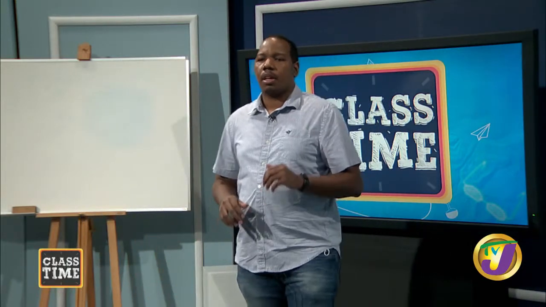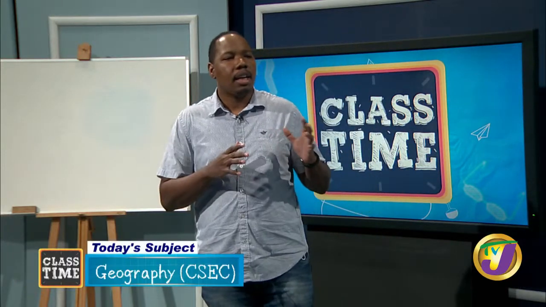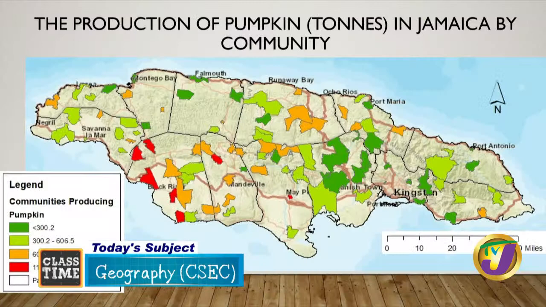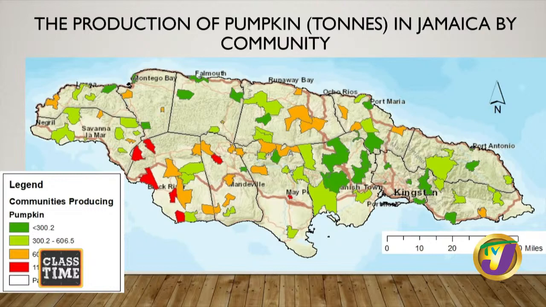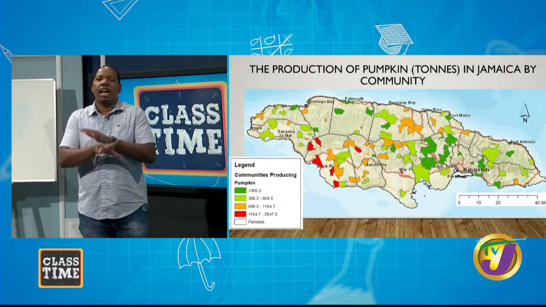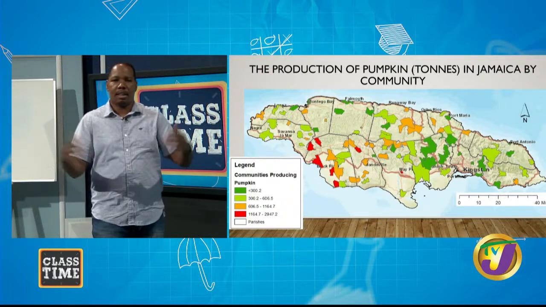So, I want you to look at this map for a second. This map shows the production of pumpkin in Jamaica by community. So it shows different communities in Jamaica that produce pumpkin, and you can see the extent to which the production of pumpkin varies. Geographers like to use this big term that you might see at some point in reading the textbook called spatial variation. Spatial. And what does that mean? It just means across space, essentially. How does it vary from place to place, right?